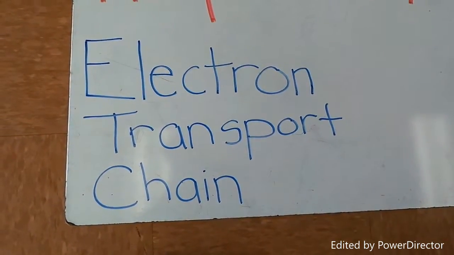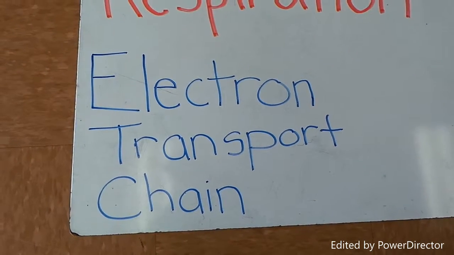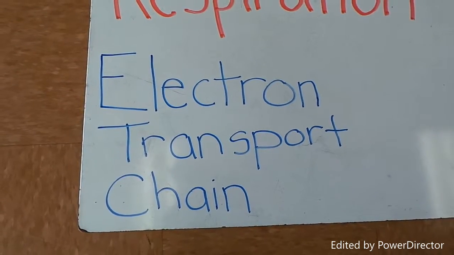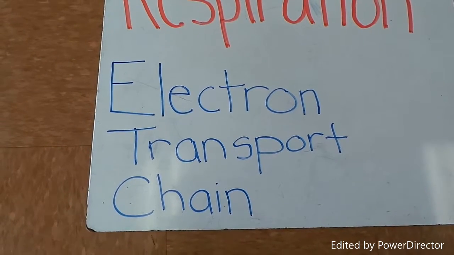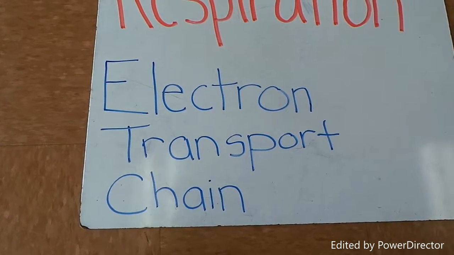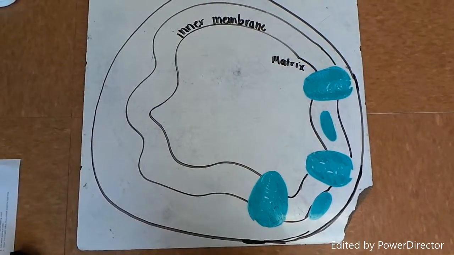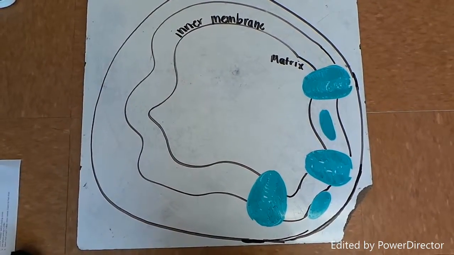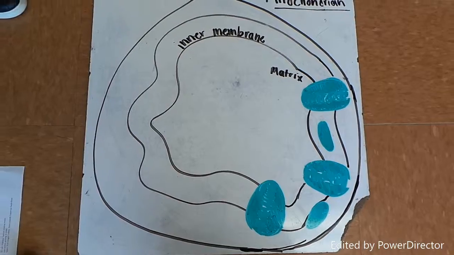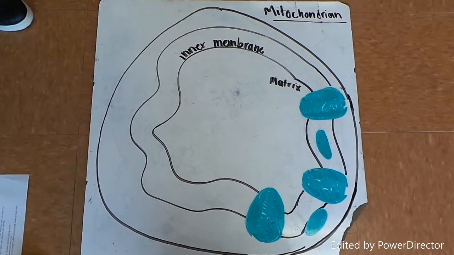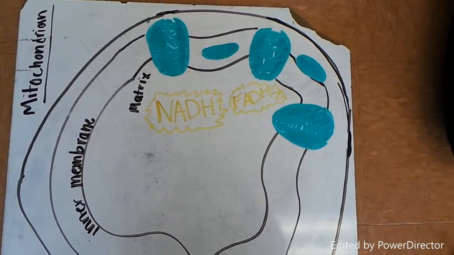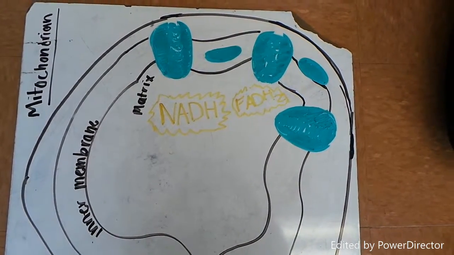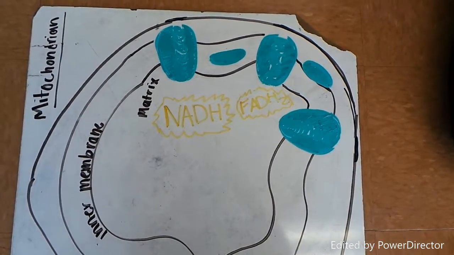The electron transport chain, also known as the ATP maker, is the most complex and productive pathway of cellular respiration, which means it makes the most ATP. The electron transport chain is embedded in the inner membrane of the mitochondria, also known as the cristae. NADH and FADH2 stay in the matrix of the mitochondrion.